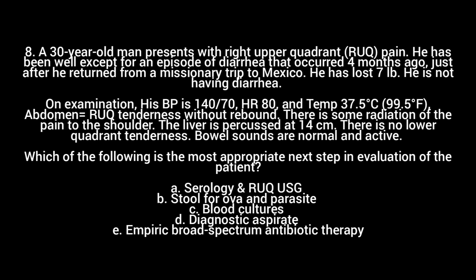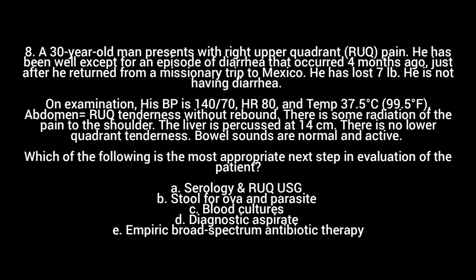And on examination, the abdomen has right upper quadrant tenderness without rebound tenderness, and there is some radiation of the pain to the shoulder. The liver is percussed at 14 centimeters. There is no lower quadrant tenderness and bowel sounds are normal and active. Which of the following is the most appropriate next step in the evaluation of this patient?